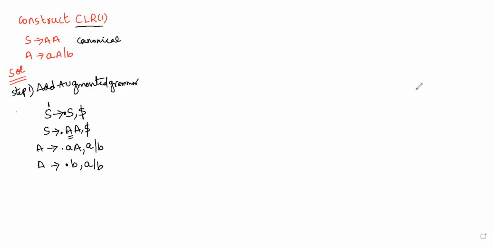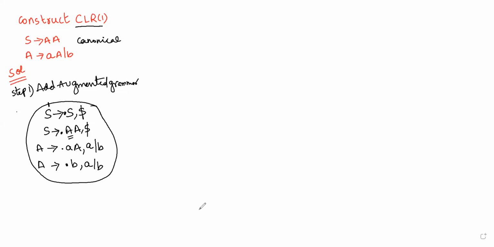Now we are going to find out the goto. So now remember, when you add augmented grammar to the given production, this is S dash tends to dot S comma dollar. This whole thing is called as closure. Remember, augmented grammar means for the given production, if you add S dash tends to dot S comma dollar, this is called as augmented grammar. Now this whole thing is called as a closure.